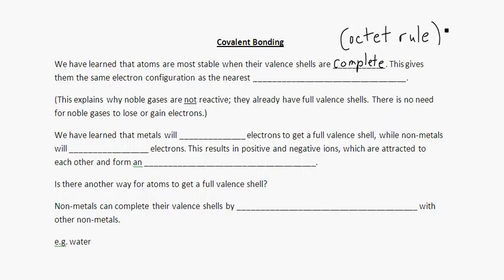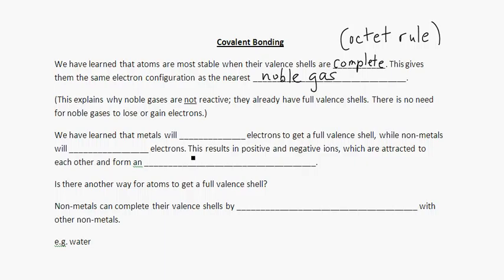Some exceptions would be elements like hydrogen or helium, which would be complete with 2 electrons in their valence shell. So anyway, when atoms have a complete outer shell, that means that they would have the same electron configuration as the nearest noble gas. And this explains why noble gases are not, at least not very, reactive, because they already have full valence shells. They don't need to gain or lose electrons.